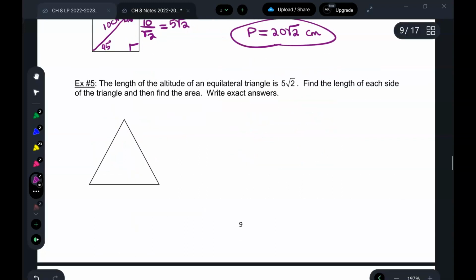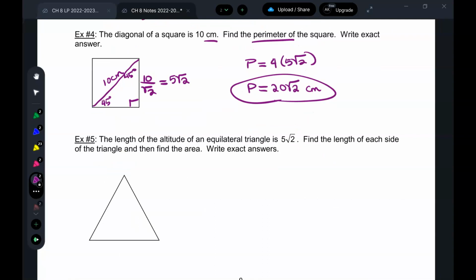Good. Last one. And then I'll give you the worksheet for homework and the practice quiz.